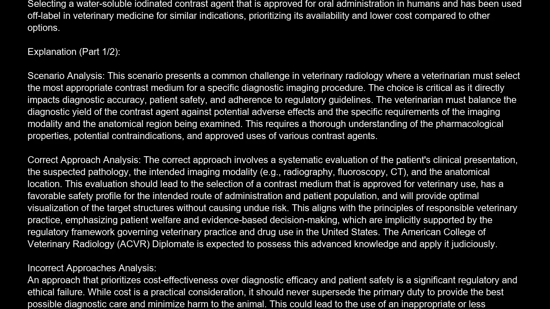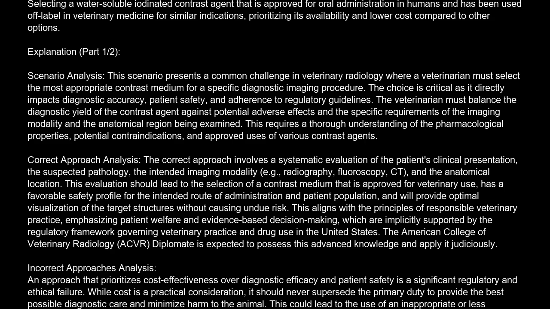Explanation. Scenario analysis. This scenario presents a common challenge in veterinary radiology where a veterinarian must select the most appropriate contrast medium for a specific diagnostic imaging procedure. The choice is critical as it directly impacts diagnostic accuracy, patient safety, and adherence to regulatory guidelines.